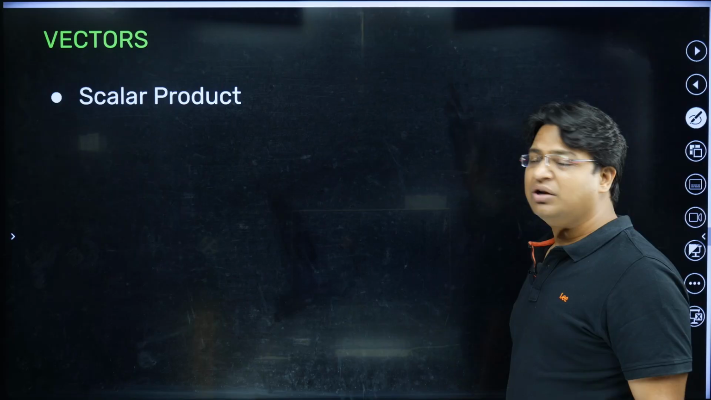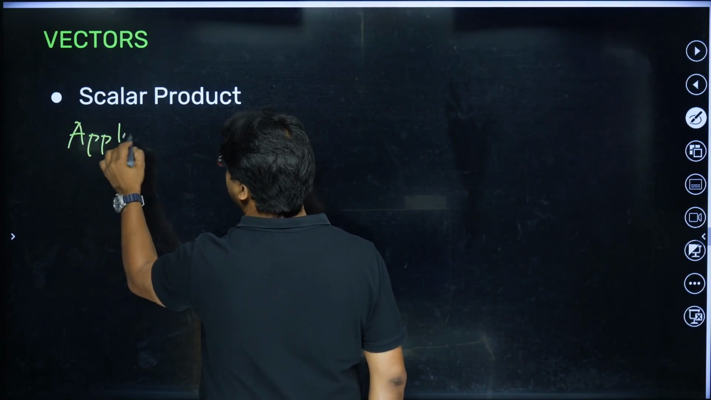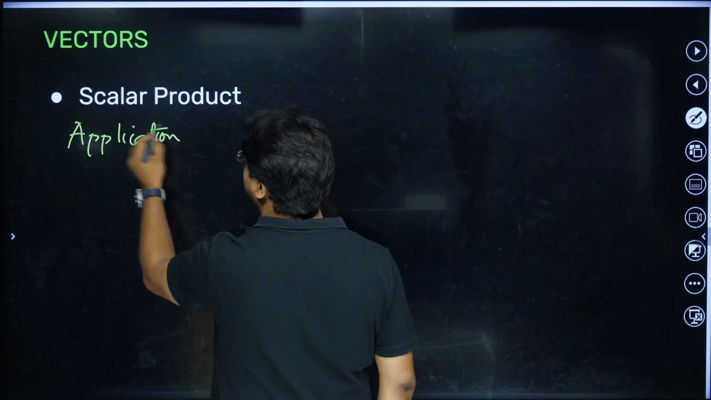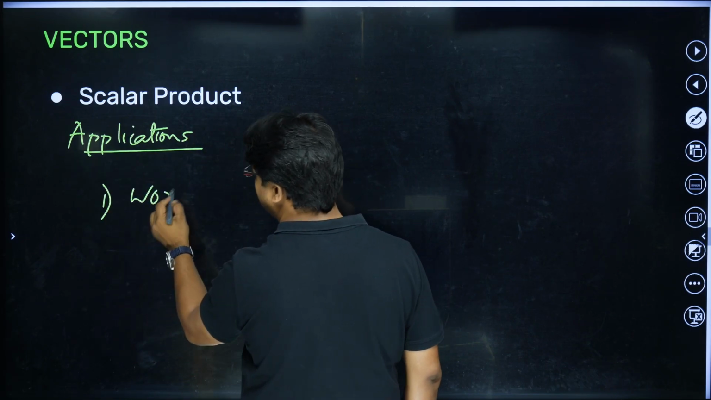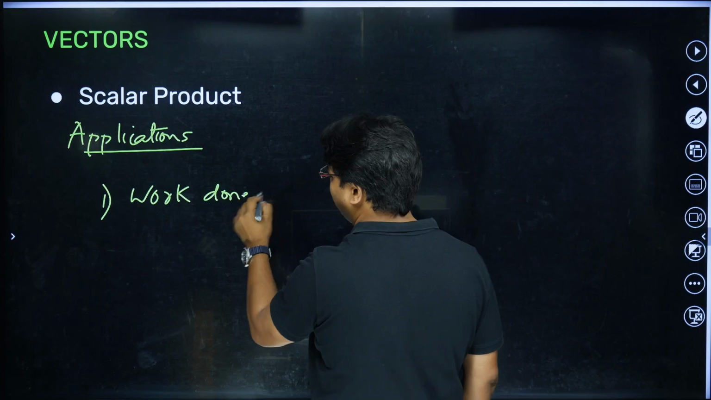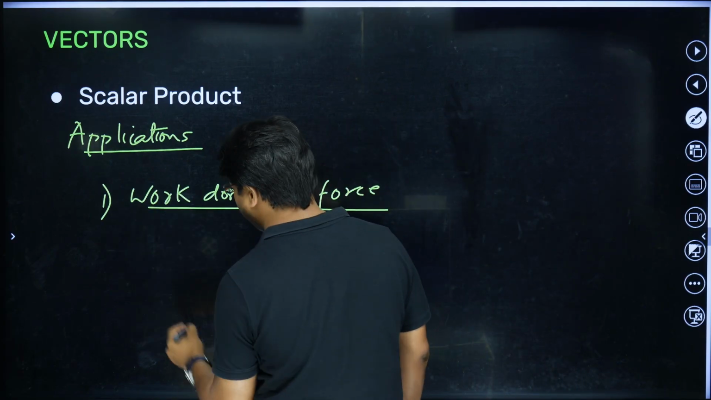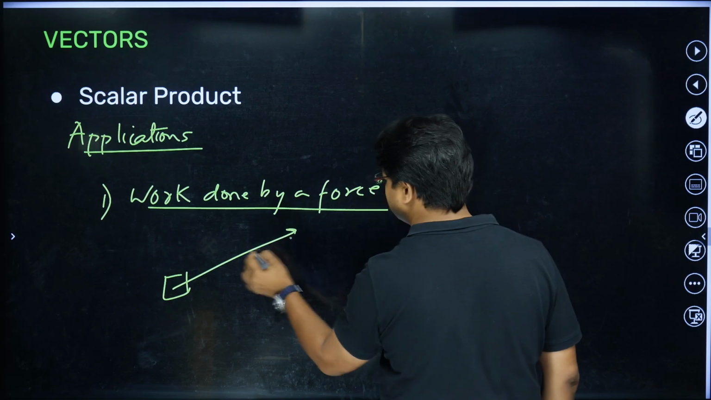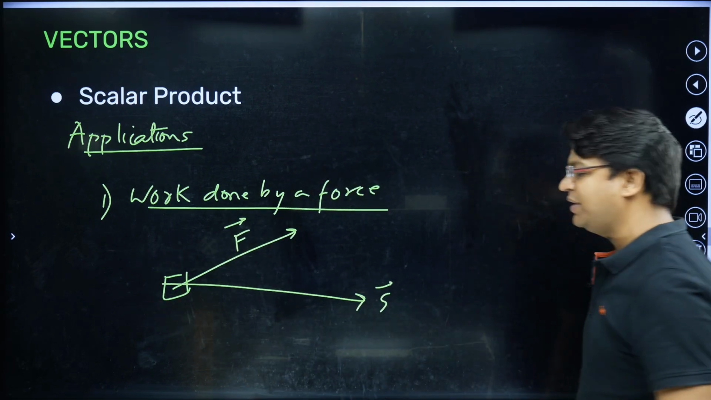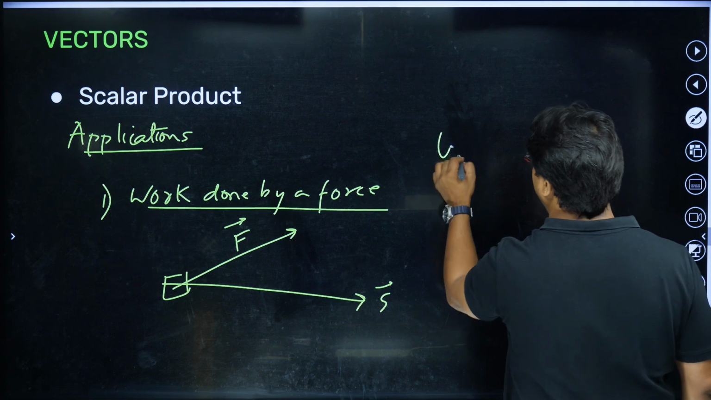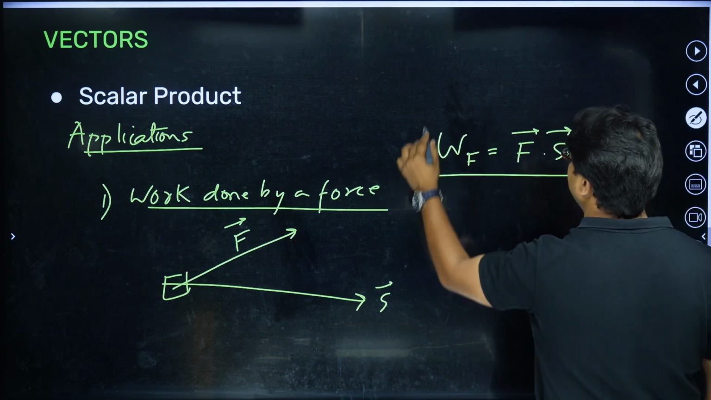So that's all about scalar product. I can talk about applications now. The most common application that you will come across is work done by a force. This is something that you will see soon. So if there is a block and some force F was acting on it, and because of this a displacement S happened in the block, then work done by force is defined as F dot S. This is how we define work.